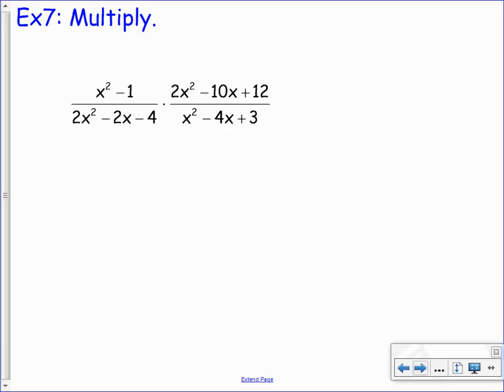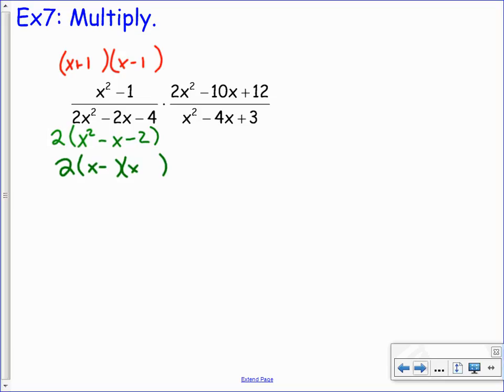Here we go. X squared minus 1. This is x plus 1, x minus 1. The bottom one, GCF is 2, and that becomes x squared minus x minus 2. So that becomes x and x, plus 1 and minus 2. Absolutely.